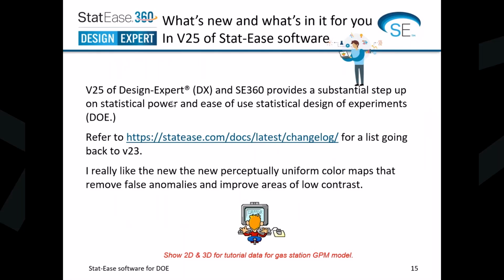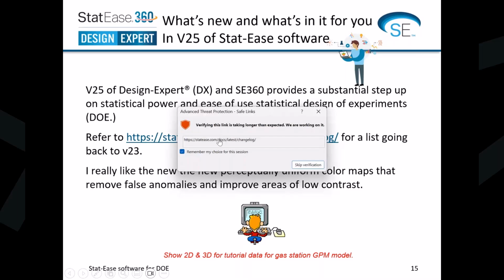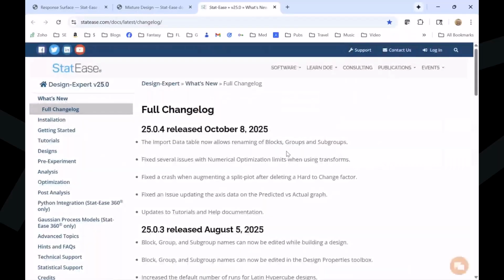Okay, well, what's new and what's in it for you in V25? I would suggest that you follow this link, or you can go to our website and find it fairly readily. In here, then, you can see there's what we call the full change log, and we just released a minor update to version 25 on October 8th. So if you have the software right now and you haven't installed this new release, I would do it.